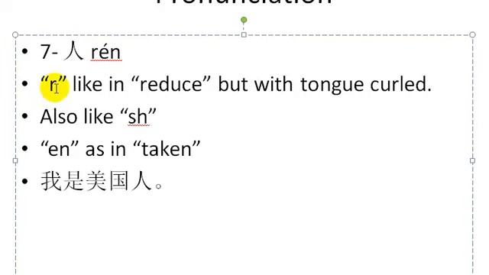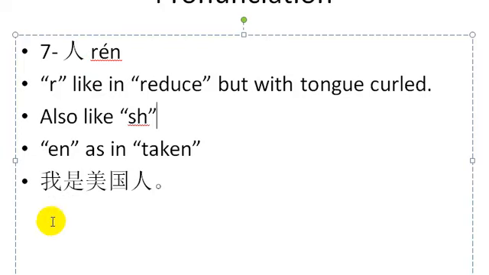Ren. And it's a second tone, so it's rising. Ren. So repeat after me. Let's try it three times. Ren. Ren. Ren.